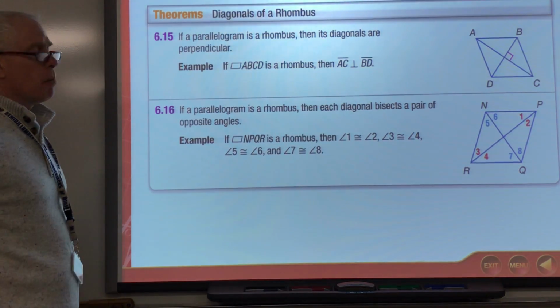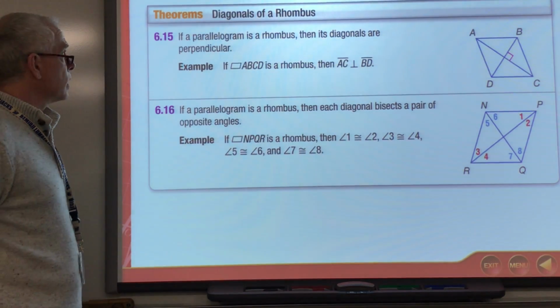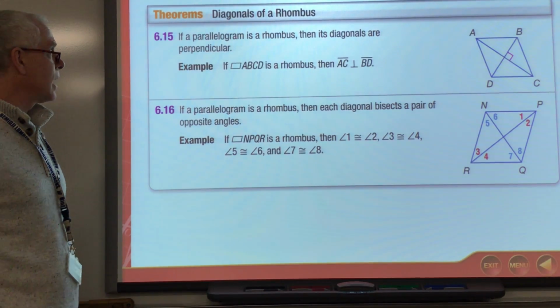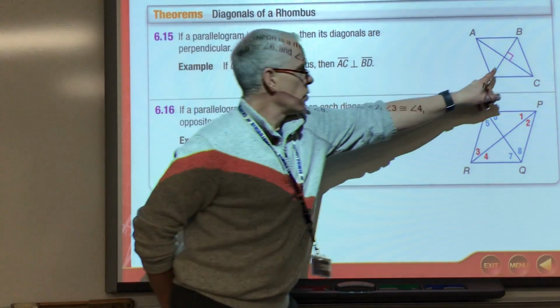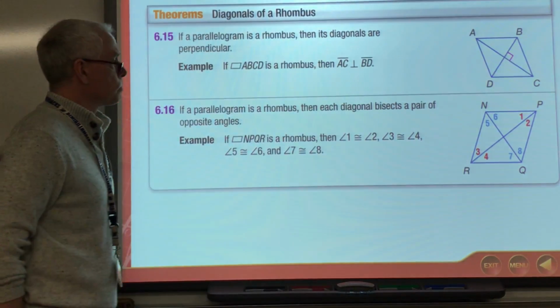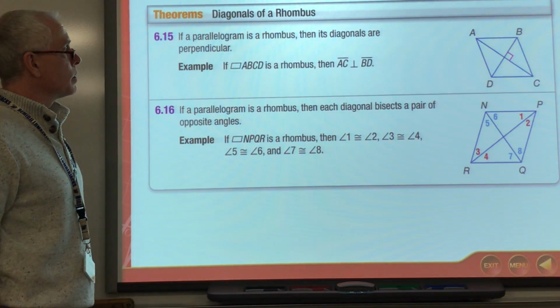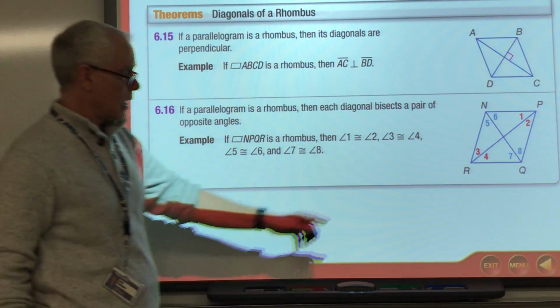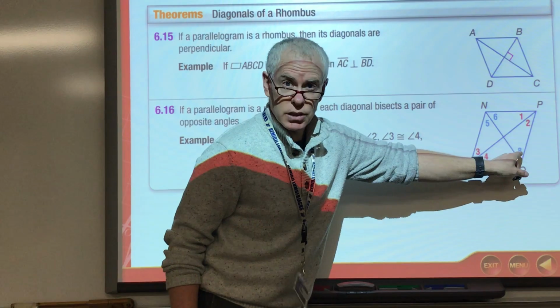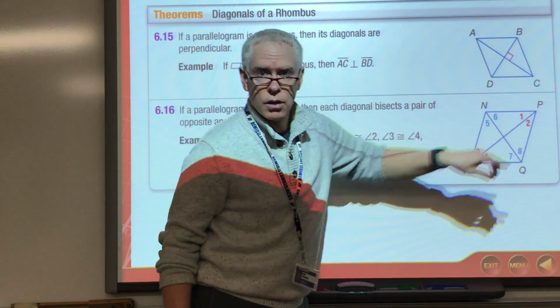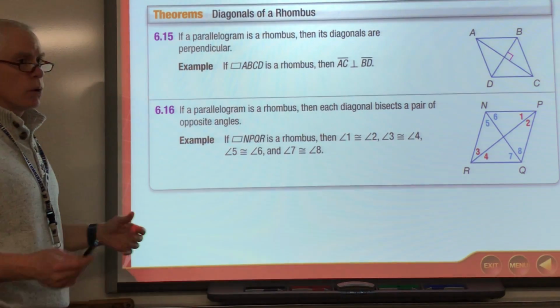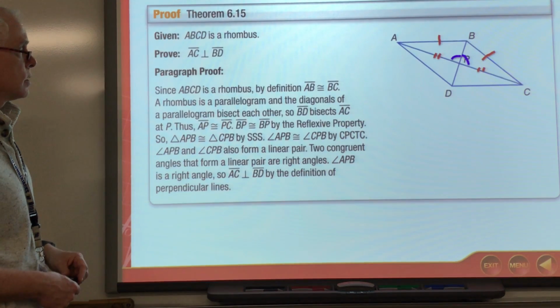So, a couple theorems that go with a rhombus. If a parallelogram is a rhombus, then the diagonals are perpendicular, so they intersect to form a right angle. If a parallelogram is a rhombus, then each diagonal bisects a pair of opposite angles. So 5 and 6 are congruent, 7 and 8 are congruent, 3 and 4, 1 and 2, etc. We're going to utilize that information in the next couple slides.